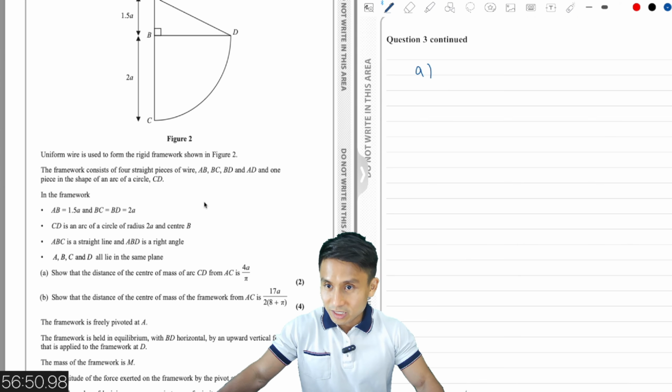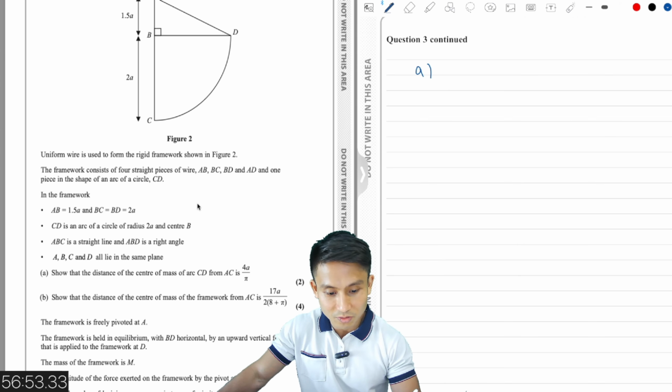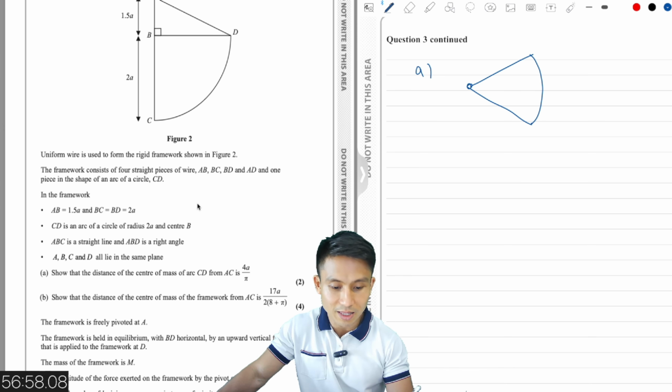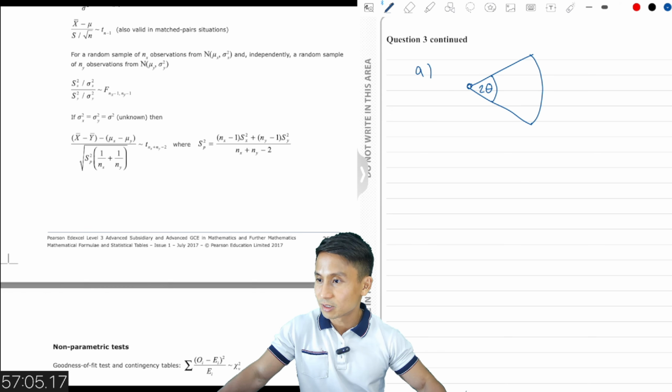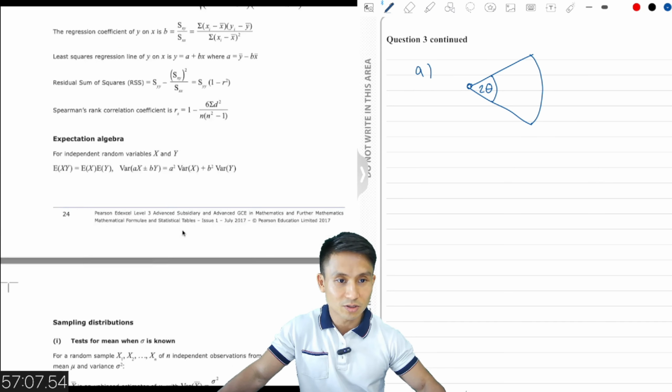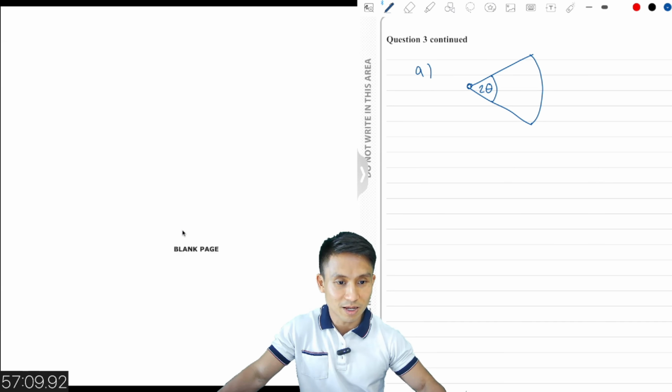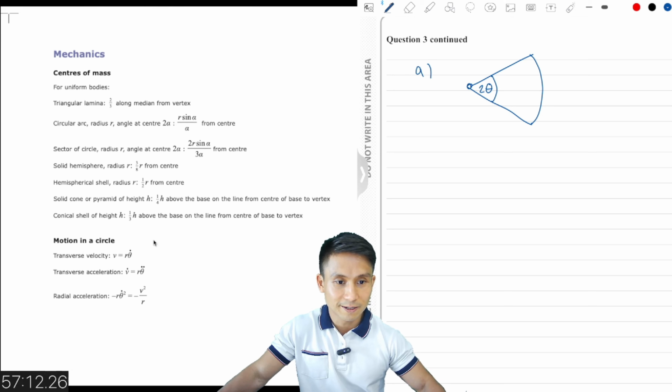Okay, so just arc CD alone. So we know that if you have a circular arc like that, and this is angle 2 theta, let me just show you in the formula sheet. Okay, formula sheet here. Let's go to the mechanics part, which is probably after this one. So, center of mass, circular arc, uniform bodies. It's not a lamina, it's a circular arc.